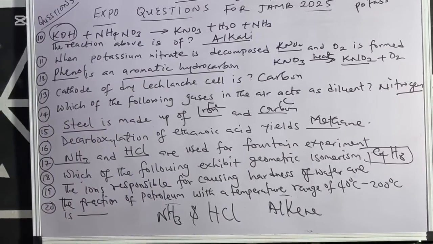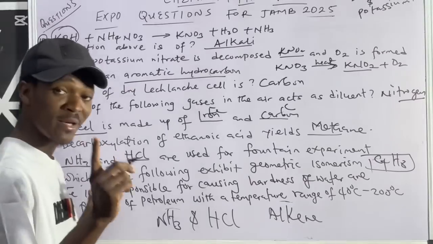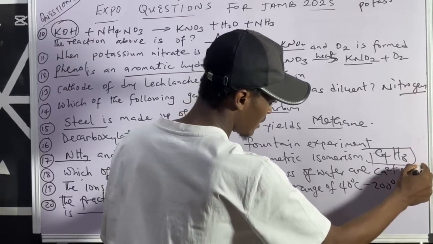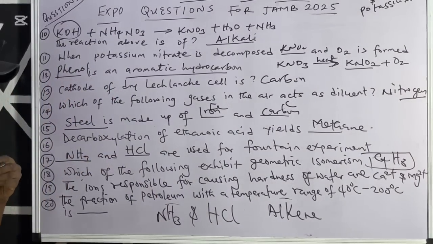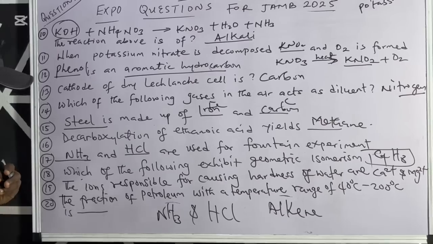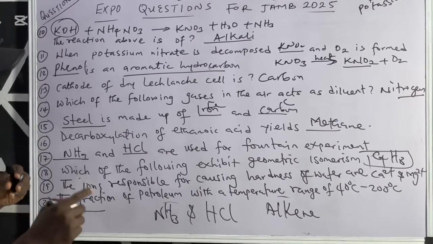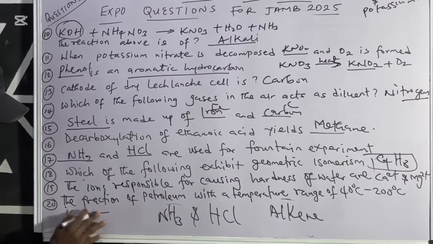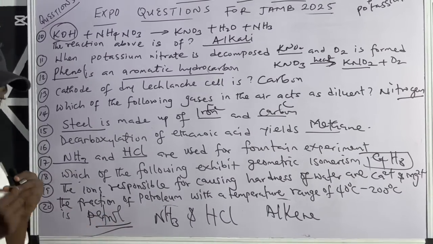Then next question. The ions responsible for causing hardness of water are, the two main ions are calcium ions and magnesium ions. So calcium ions, magnesium ions, they are responsible for hardness of water, whether permanent or temporary. Then the next question. The fraction of petroleum with a temperature range of 40 to 200 degrees Celsius is gasoline, also called petrol. So take note of that. Take note of all these questions.